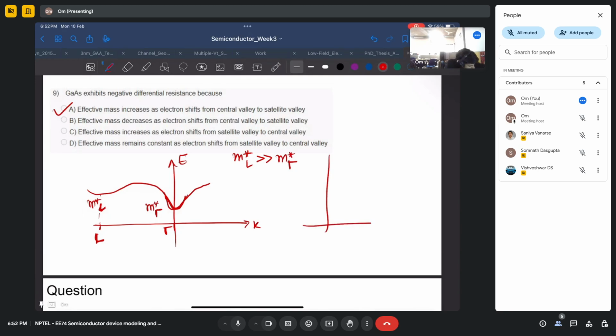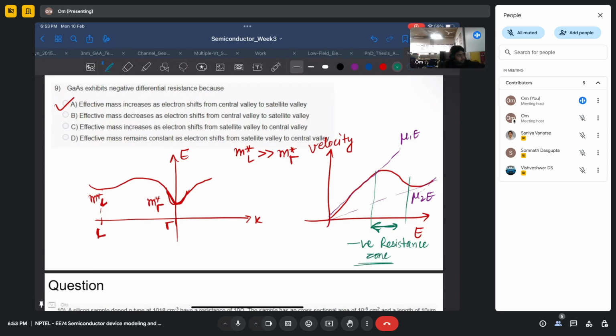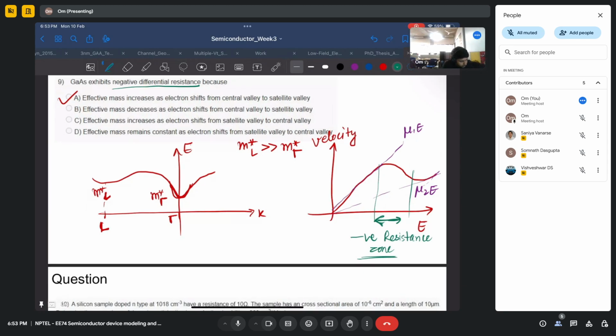So this would mean that on applying an electric field, and if I plot velocity, the curve would become something like this. Okay, so if I see, this is, let me call it mu1e, this is maybe mu2e. So basically its mobility is changing in both of the valleys, and in between this transition, when electric field E is increasing but your velocity is decreasing, right? So this corresponds to a negative resistance.